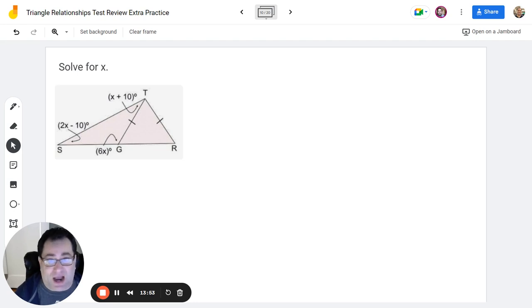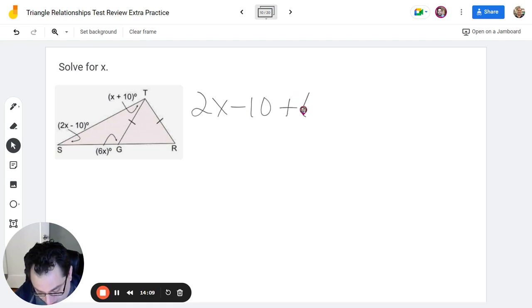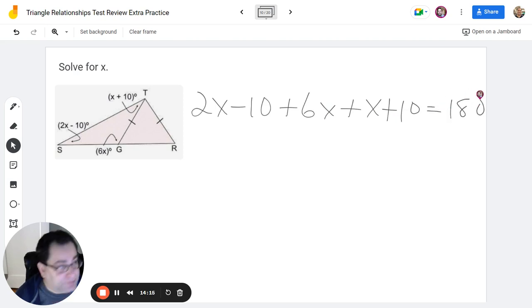an expression. I can use the triangle sum theorem to figure out what x is. The triangle sum theorem states that all angles of a triangle add up to 180 degrees. So we're going to take each of these expressions. We have 2x minus 10. We have 6x. And we have x plus 10. And I'm going to set those equal to 180 degrees.